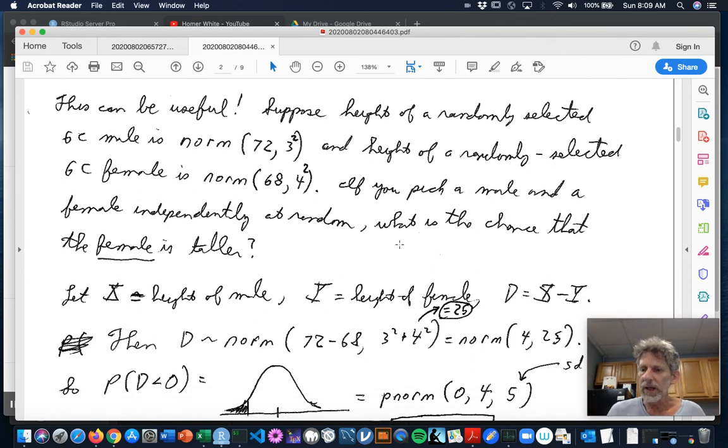Suppose you've got a population of Georgetown College males, some big population, and if you made a histogram of them, what if it looked completely bell-shaped, centered around 72, say, with a variance of 3 squared, 9, so the standard deviation is 3? And so your typical Georgetown College male is 72 inches high, give or take 3 inches or so.